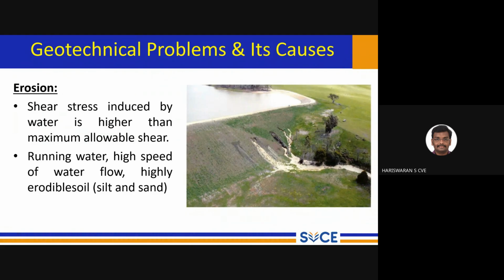Every soil particle has some shear strength, interlocking strength. When water flows above such type of soil, the strength mobilized can be higher than that strength. Automatically some soil may run away along with the water. So this is what we are calling erosion.